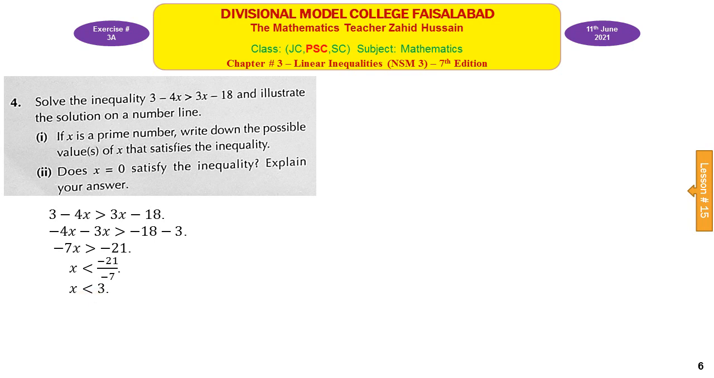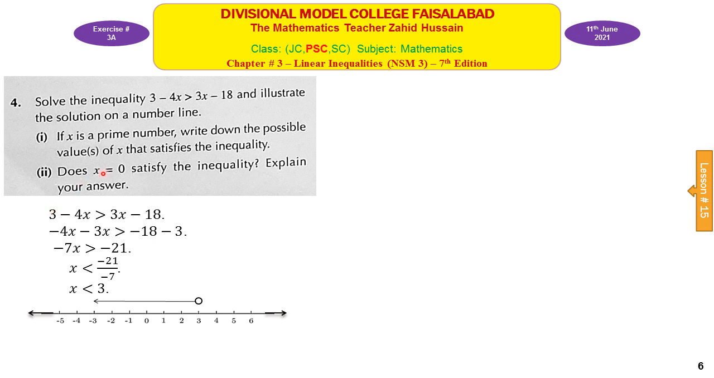Now we will illustrate this answer on the number line. On the number line, we will draw a circle over 3 and we will draw an arrowed line towards the left, and this circle will be an unshaded circle because the inequality does not have an equal sign.